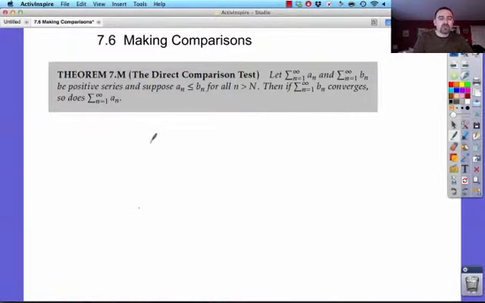It could be that for the first couple million terms even, a could be bigger than b. But if you go far enough out in the series, eventually b gets bigger than a. If that ends up happening, and if b converges, then a converges. That makes a lot of sense, right? If b is bigger than a and b goes somewhere, then a has to go there too. Okay, that's the idea. Let's look at a corollary to that.